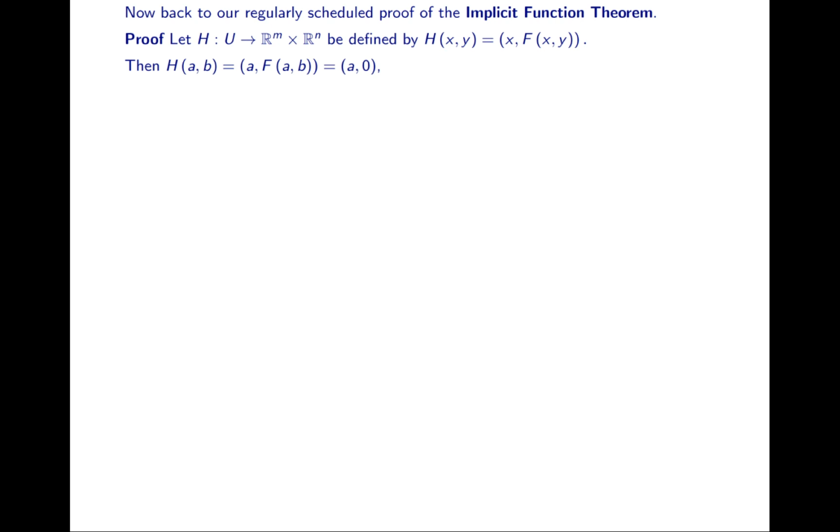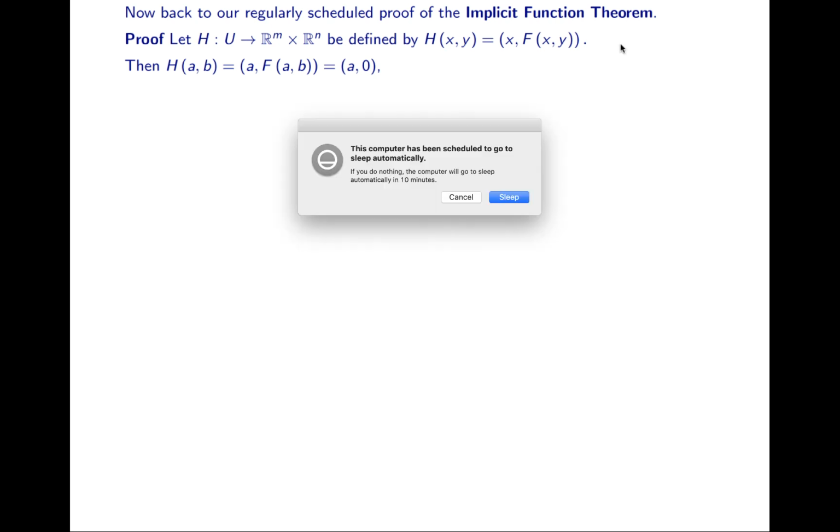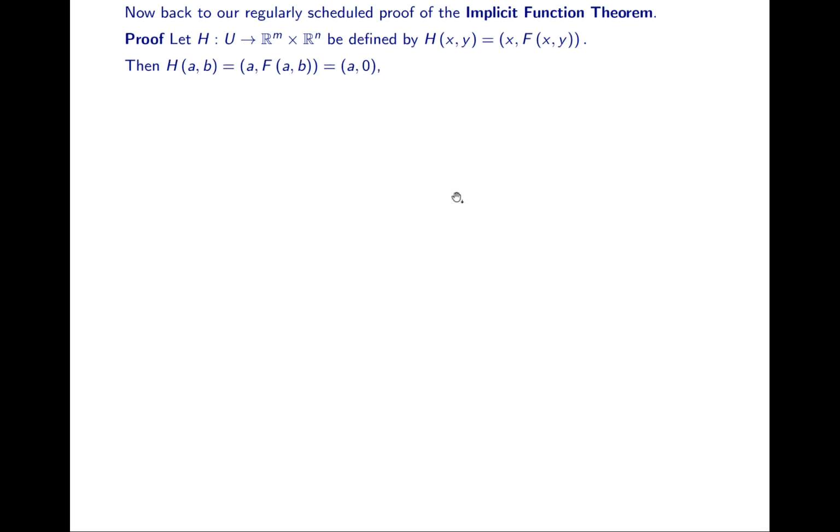Now remember, f of a comma b is 0. The ordered pair (a, b) is on the level set. So remember, the ordered pair (a, b) is on the 0 level set of f. In other words, f of a comma b is 0, and well, a just gets mapped to a.